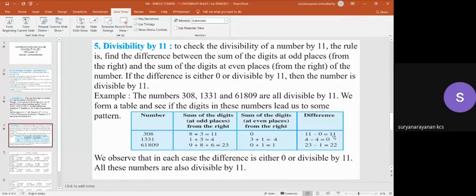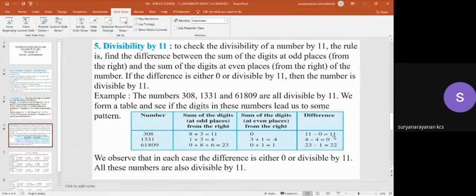Are you watching this slide, my children, or not? Yes, sir. What is 11 minus 0? 11. Yes. So 11 is the resultant number. It is divisible by 11.